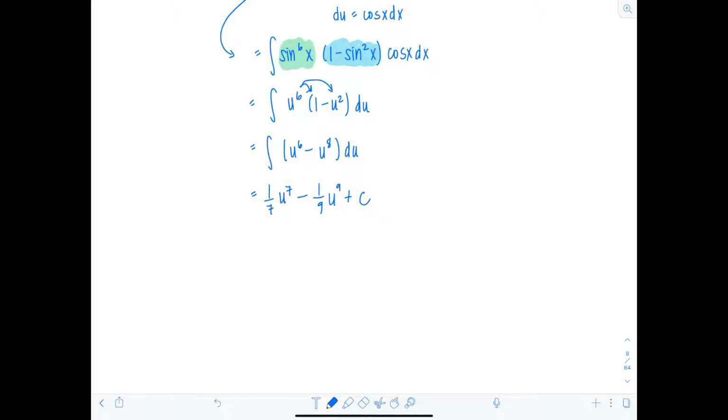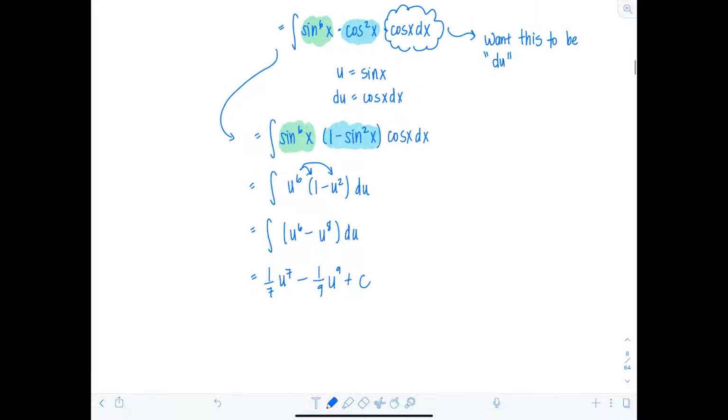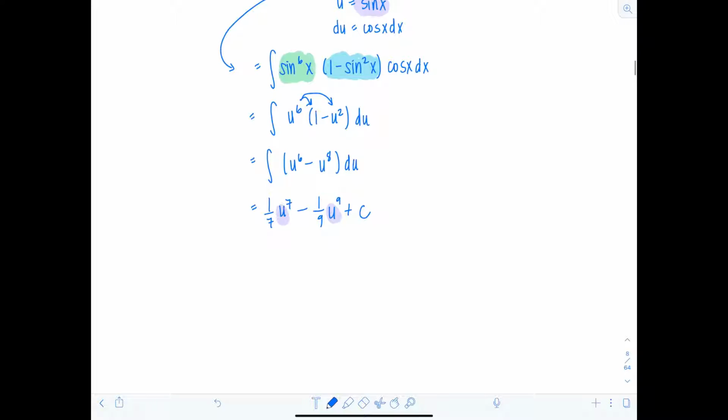And we're not done. I have to rewrite everything in terms of the original variable. So remember, u was equal to sine x. So I'm going to come back and replace all these u's with sine x. So this is going to be 1/7 sine to the 7th of x minus 1/9 sine raised to the 9th of x plus c. And we're done.